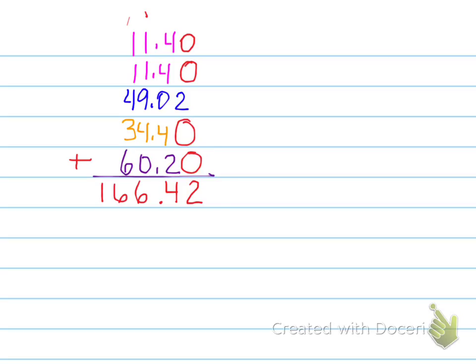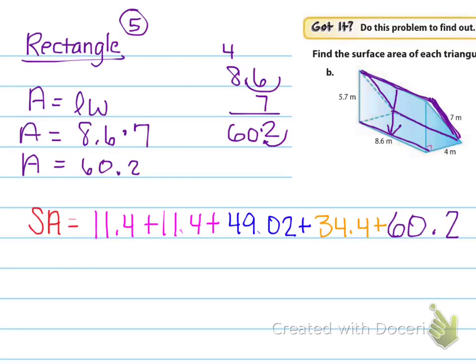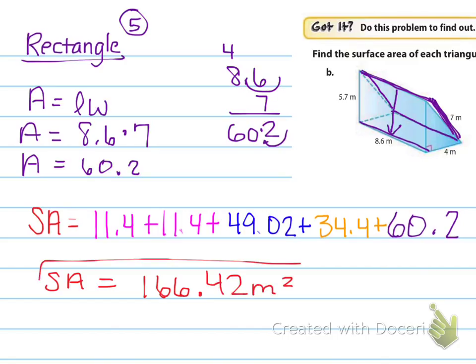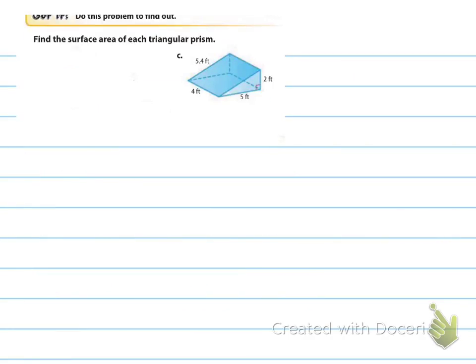So we get 166.42 meters squared. So now I'm going to go back to this page here, and I'm going to write that my surface area is going to be equal to 166.42 meters squared. And yes, that is a large problem. All right, so hopefully you did well with this problem as well.